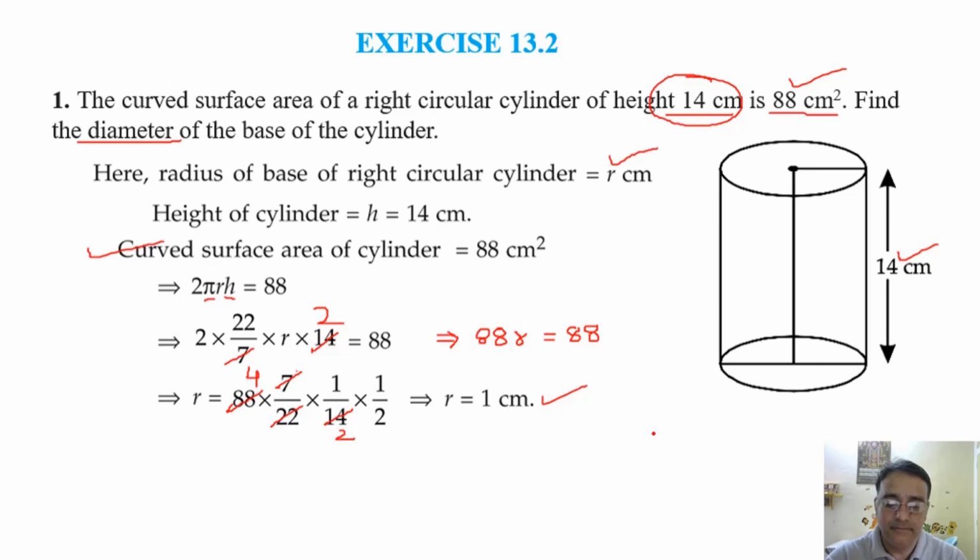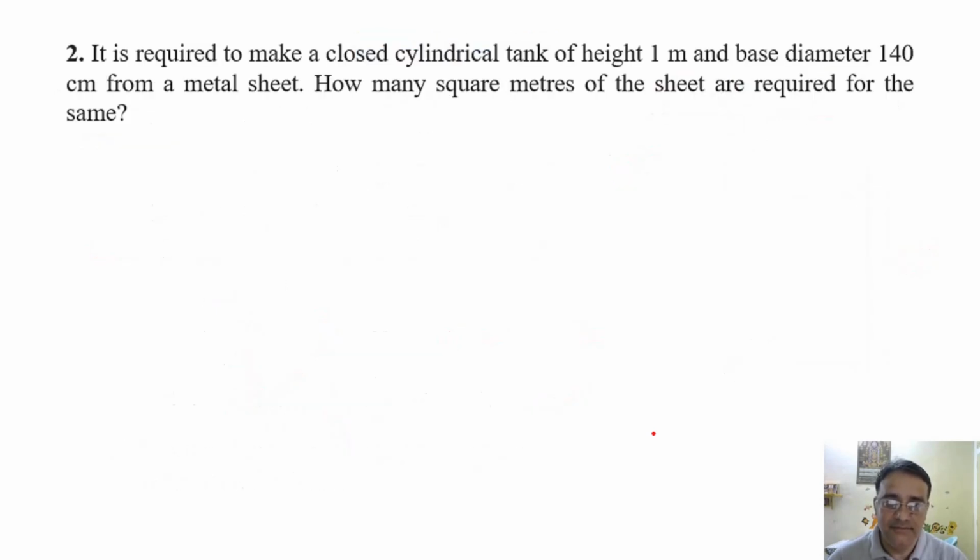No, sir. Okay. So now let us move towards the next question. That is question number 2. It is required to make a closed cylindrical tank of height 1 meter, base diameter is 140 centimeter. Find from a metal sheet how many square meters of the sheet are required for the same. Closed cylindrical tank means we have to find the total surface area of the cylinder.